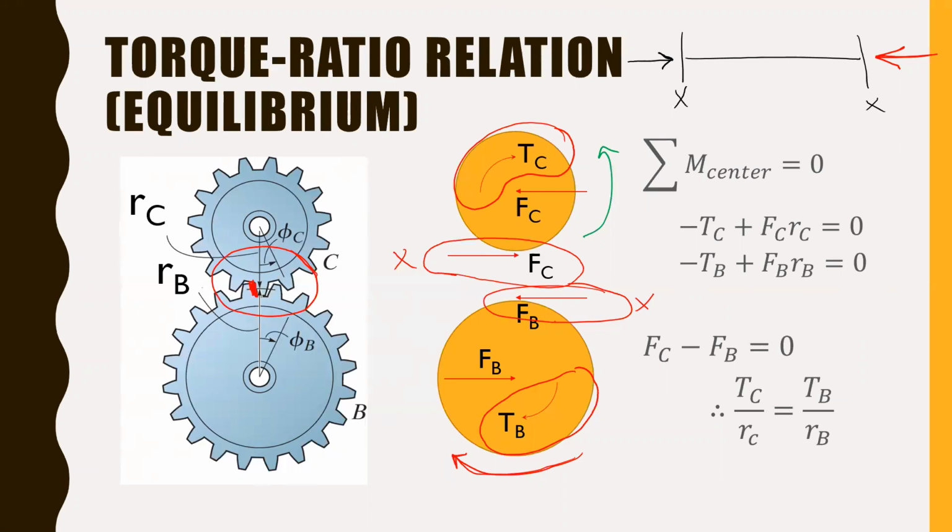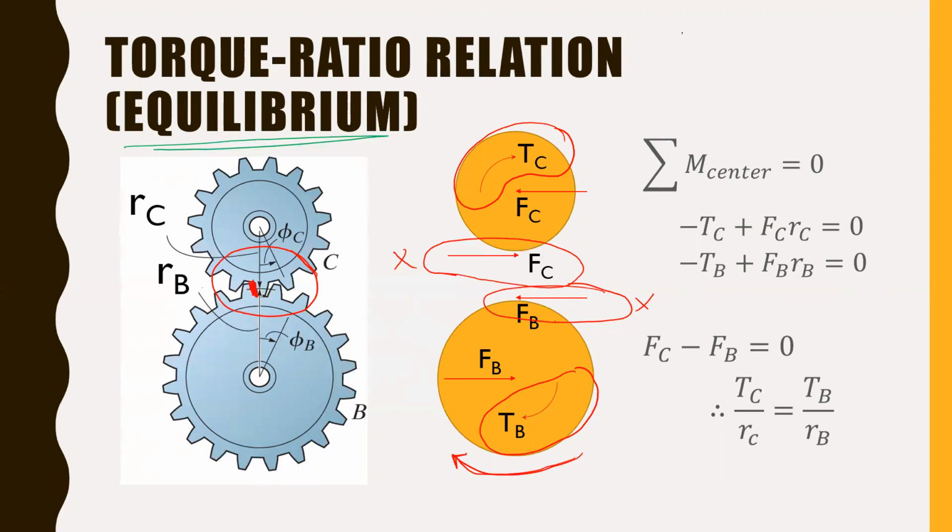Okay, so from this interaction, we get a useful relation called the torque ratio relation. And really, it's just our equilibrium statement applied to gears. So what we say is that if we take the sum of the moment about the center of a gear, that moment has to equal 0. If anything is in equilibrium, you take the moment, it always has to equal 0. So if we're looking at this first gear, the top gear, we have a negative moment from the torque on the gear, and a positive moment from the force applied a radial distance away. We know that has to equal 0.